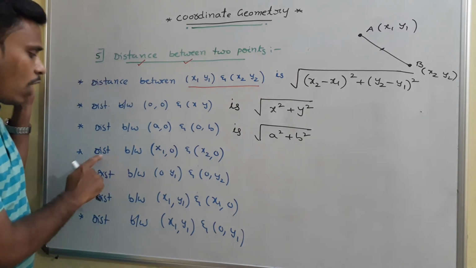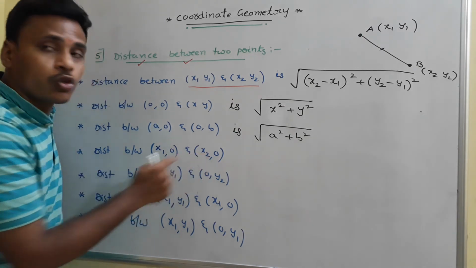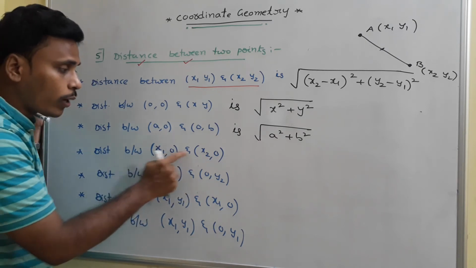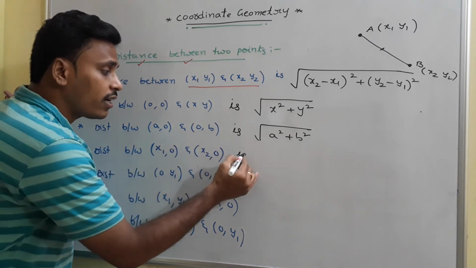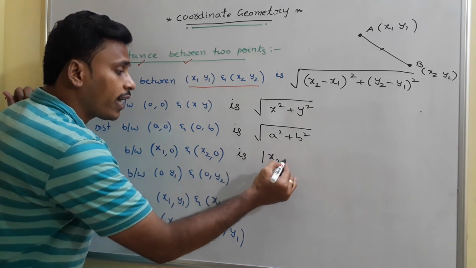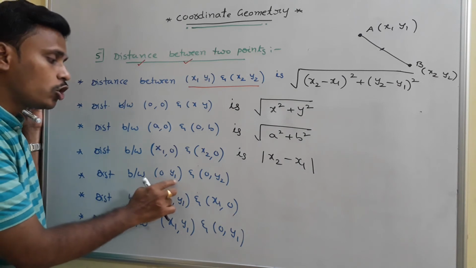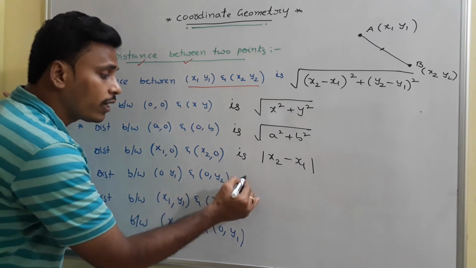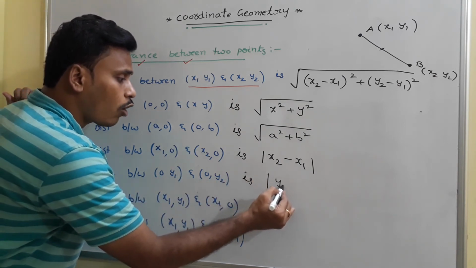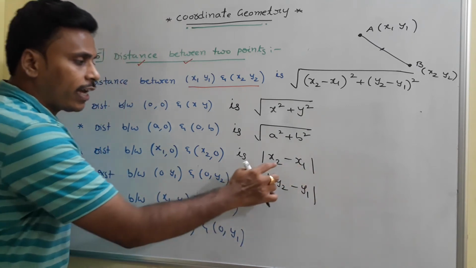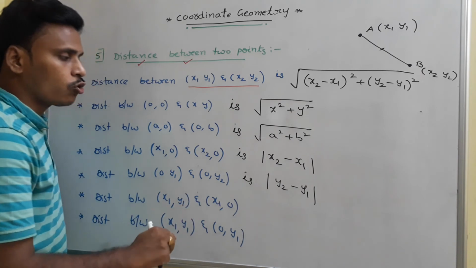No problem. And now the distance between x1 comma 0 and x2 comma 0. Look there, both the points are on the x-axis because the y coordinates are zeros. In this case, the distance, if you simplify, you get it as modulus of x2 minus x1. Okay, and here 0 y1 and 0 y2. Here you will get the distance as modulus of y2 minus y1. Since modulus is involved, you may write x2 minus x1 or x1 minus x2, no problem.